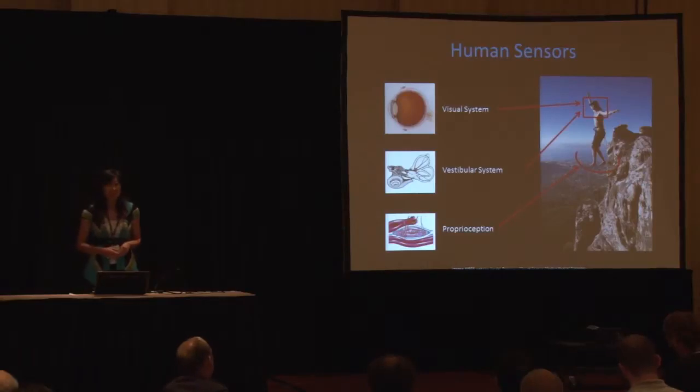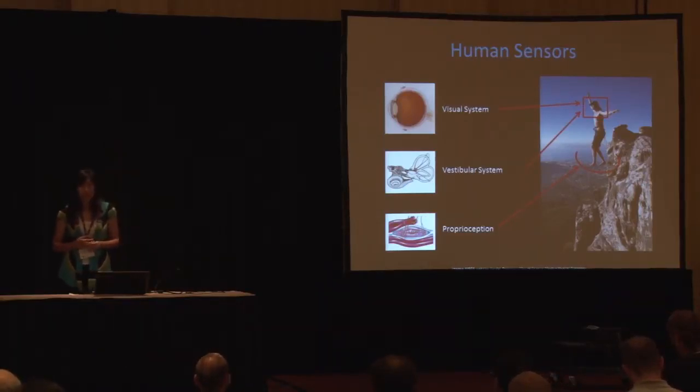With the vestibular system, he has semicircular canals and otoliths. So his canals will allow him to sense angular acceleration and his otoliths linear acceleration. With proprioception, he has pressure cues on his feet, muscle tension changes, things like that.